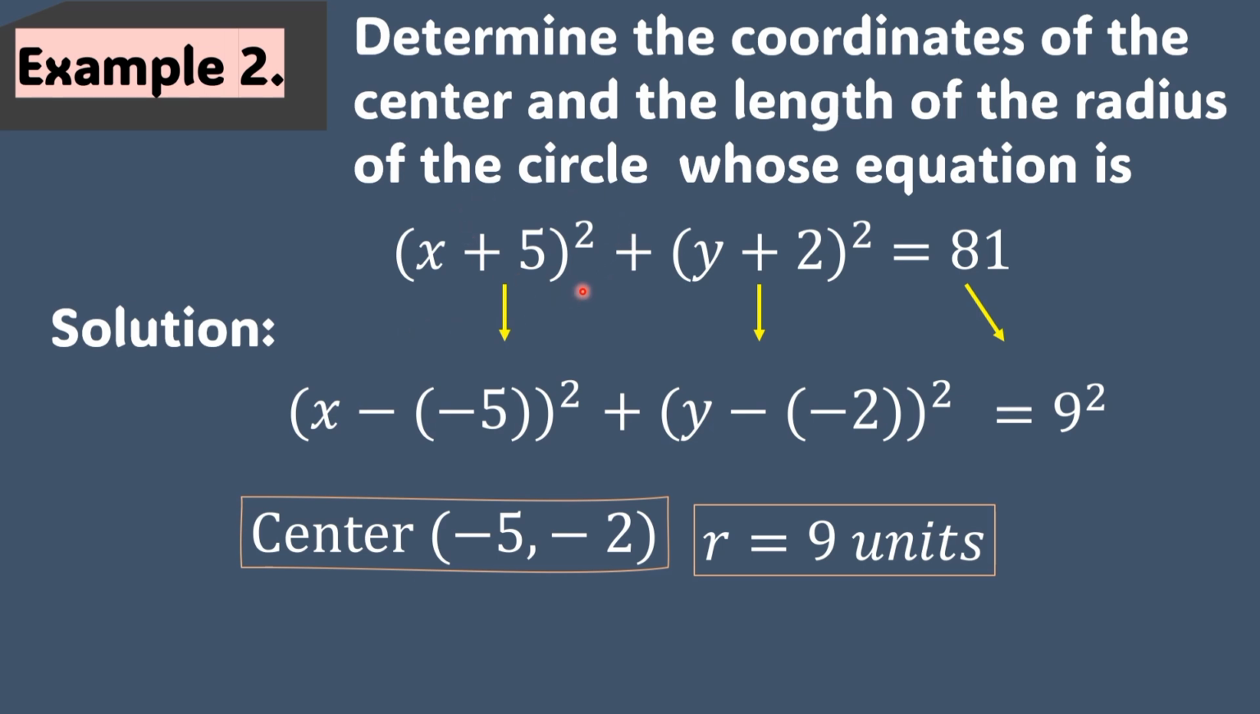The first square of the binomial can be translated into quantity x minus negative 5 squared, and the square of the binomial y plus 2 can be translated into the square of y minus negative 2. Then the center coordinates are negative 5, negative 2. And for the length of the radius, the square root of 81 is 9 units.